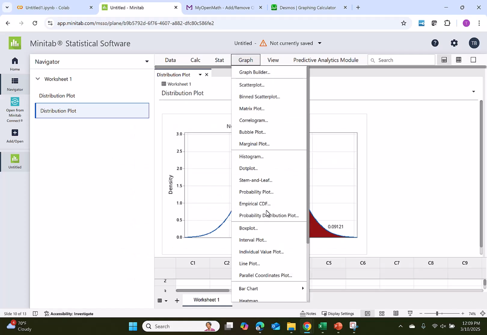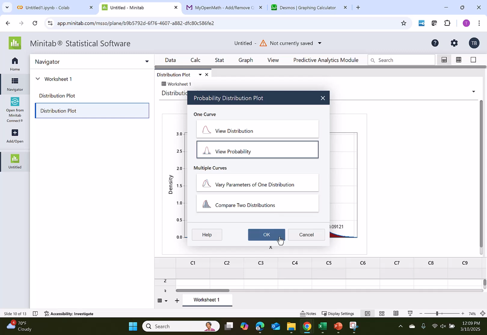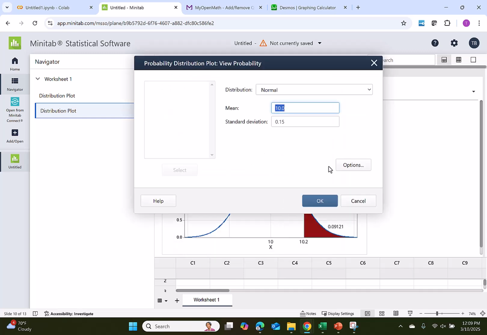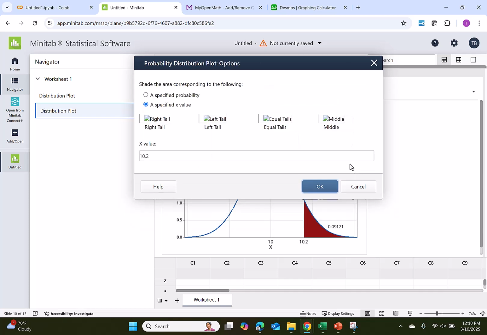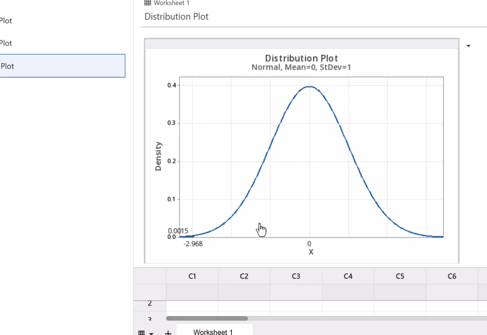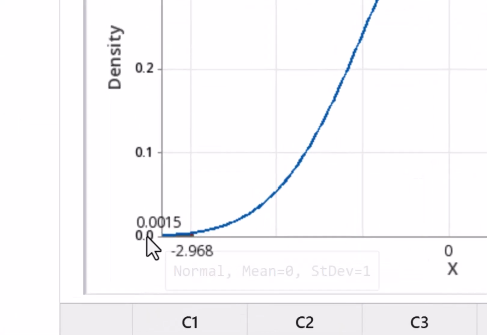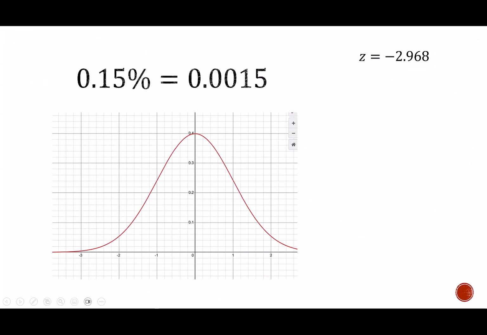So Graph, Probability Distribution Plot, View Probability. This time, switch back to the mean of 0, and then a standard deviation of 1. In the options, we're going to a left tail for a specified probability, and that specified probability is 0.0015. Now we say OK and OK. This is very small on the left, but you can see the 0.0015 and a little bit of shading. What we want to grab is the z-score of negative 2.968.